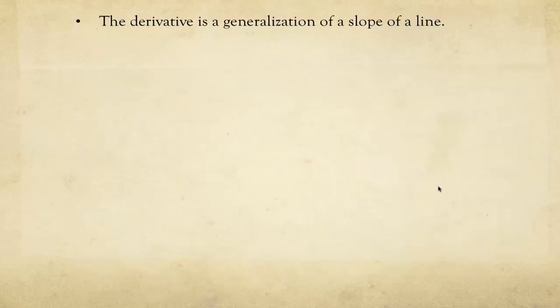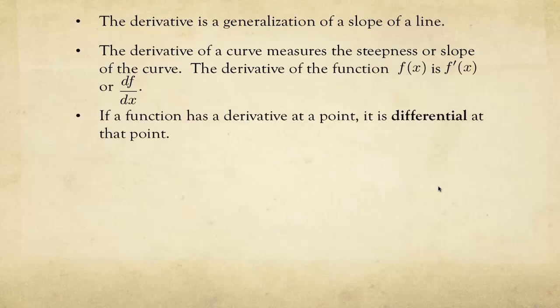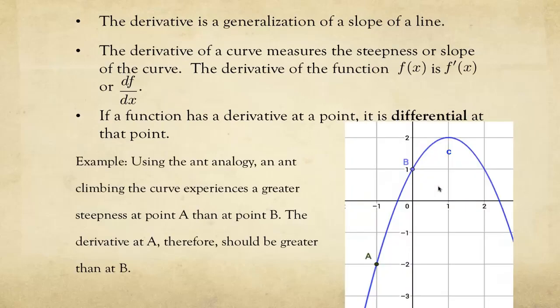The derivative is a way to generalize the slope of a line. In fact, the derivative of a curve is a measure of the steepness or the slope of the curve. And we'll denote the derivative function by f prime of x, or sometimes df/dx. So let's look at this picture. If you have a function that has a derivative, then it is called differentiable at that point. But we don't really need that, really.